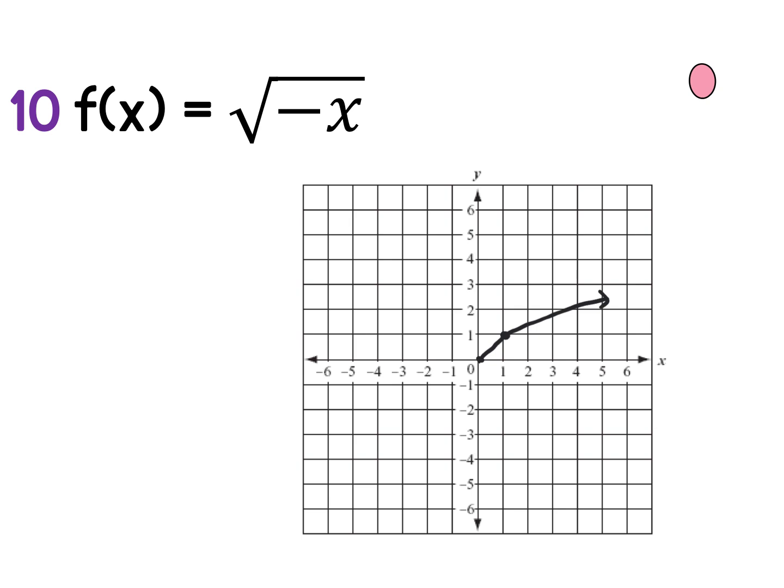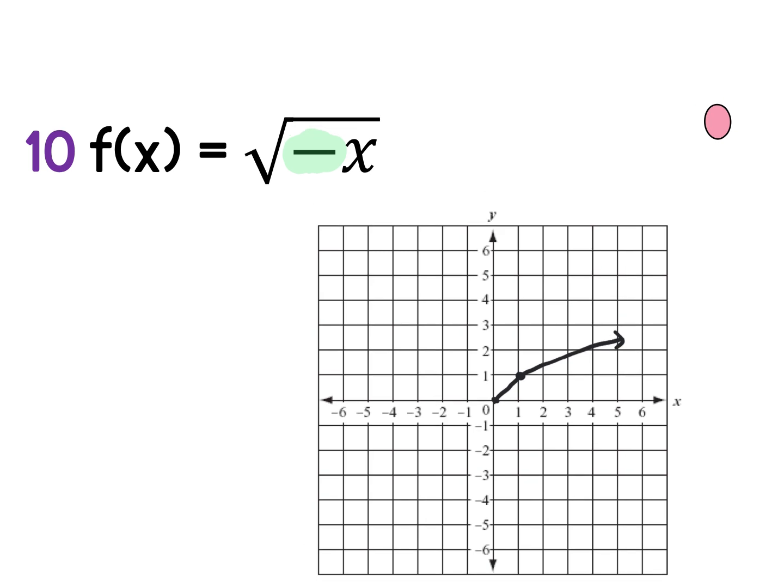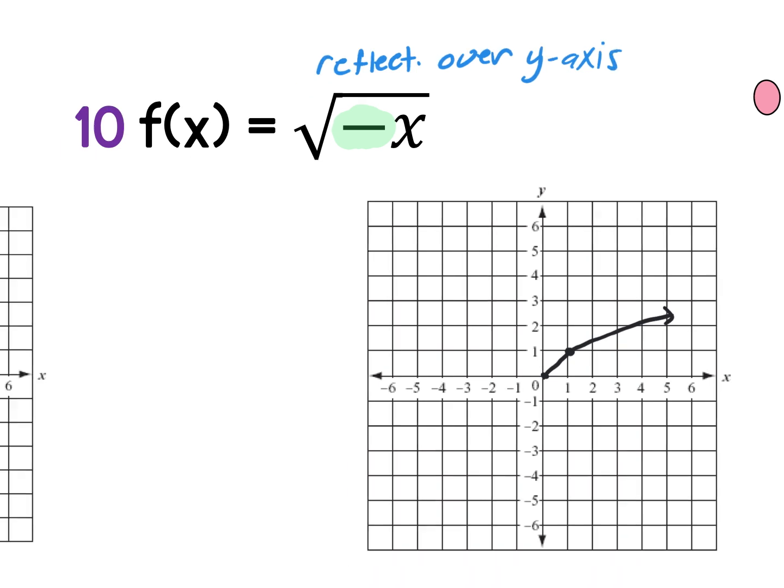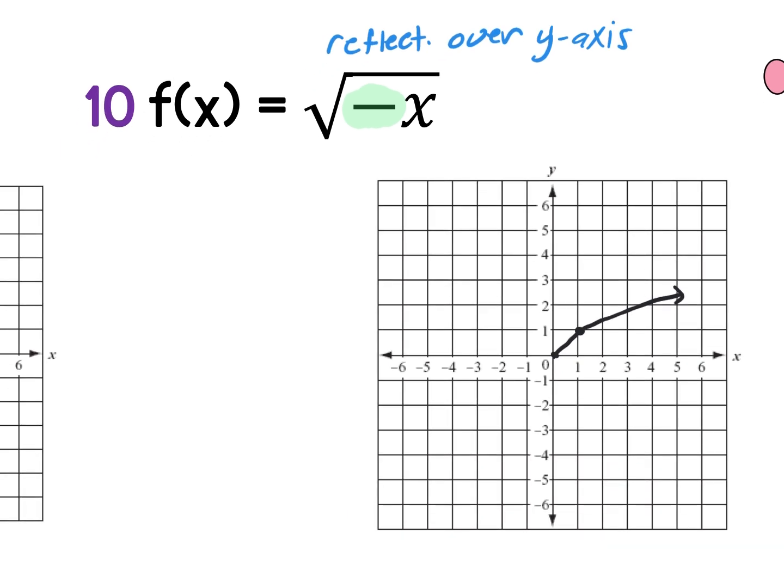Now remember, there was a special case in the previous slide where we had a negative underneath the radical. What does this mean we're going to do? We're reflecting it over the y-axis. So this is a reflection over the y-axis. It's going to go in this direction here.